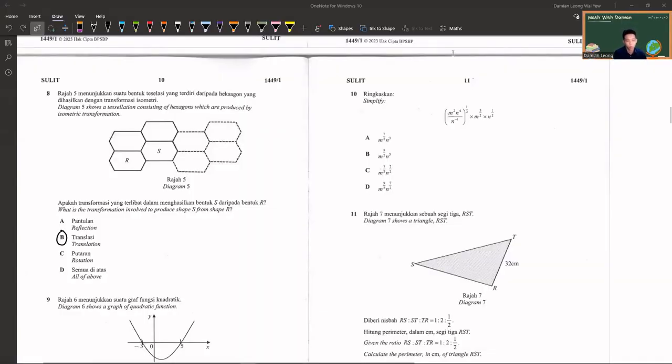Okay, so question 10. Ringkaskan indeks ini. Okay, these indices. So, simplify the index number. Ringkaskan nombor indeks ini. So, kami perlu menggunakan hukum indeks yang betul bagi meringkaskan ekspresi yang ini. So, this one, power on top of power.